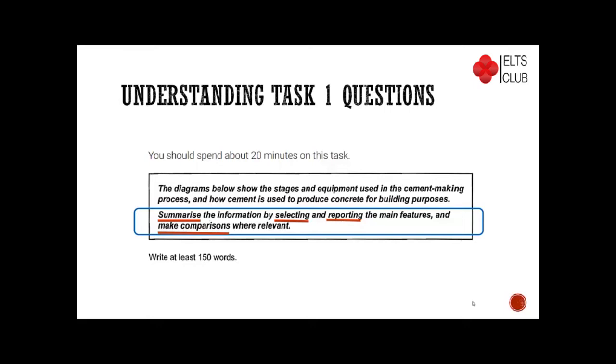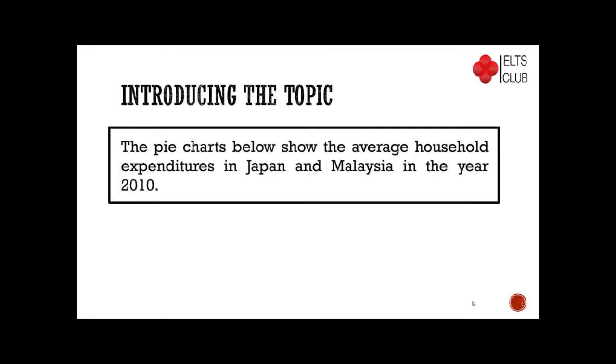You need to select and report the main features only. You also have to make comparisons where relevant. In this case, we can compare between the cement production process and the concrete production process. Let's move on to introducing the topic.